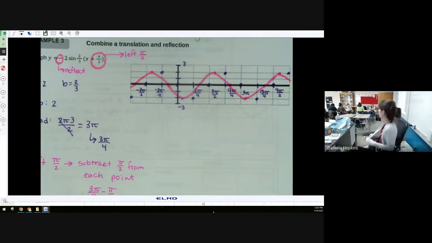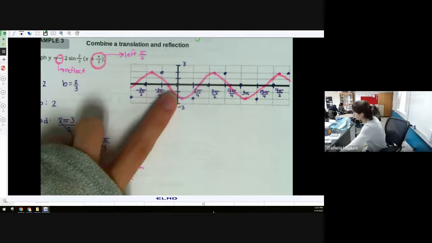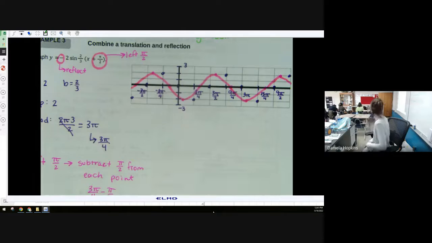So the left and right shift, not as much fun because it's a little unclear where things are. Notice our y-intercept doesn't have much meaning anymore. It's not at a nice point. That's fine. Okay, so we're going to practice with these tomorrow.